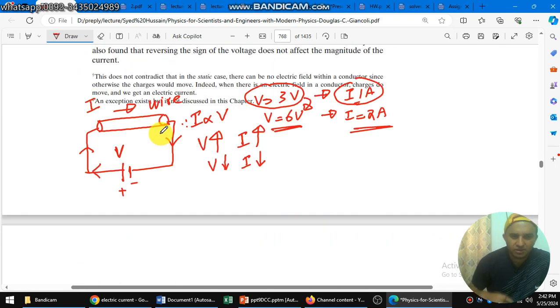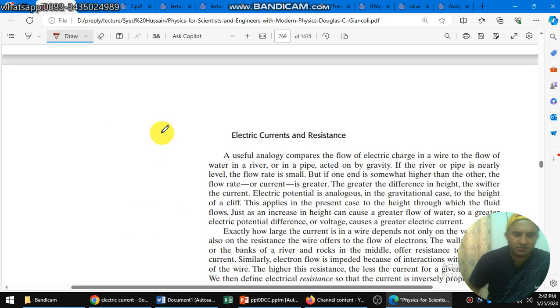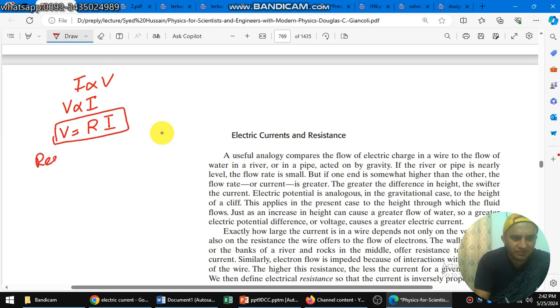Now we explain further. I is proportional to V, and V is proportional to I. By removing the proportionality, we introduce a constant R, so V is equal to IR, where R is the constant of proportionality known as the resistance.